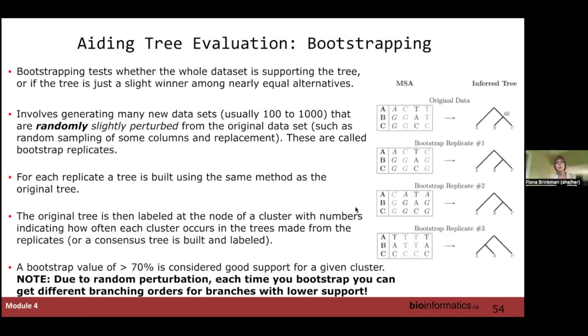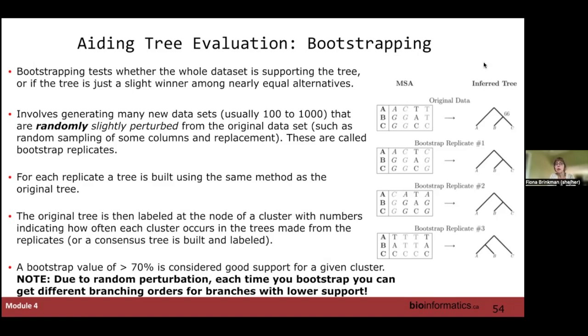Okay, so for aiding in doing an analysis, and then we're going to start to get to the more interesting part, I think, which is tree evaluation. One of the things to aid in doing tree evaluation is bootstrapping. Bootstrapping basically tests whether the whole data set is supporting the tree, or if a tree is just a slight winner among nearly equal alternatives. So I'll walk you through this a bit.